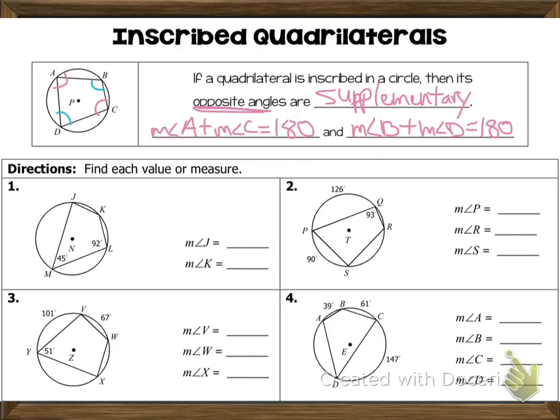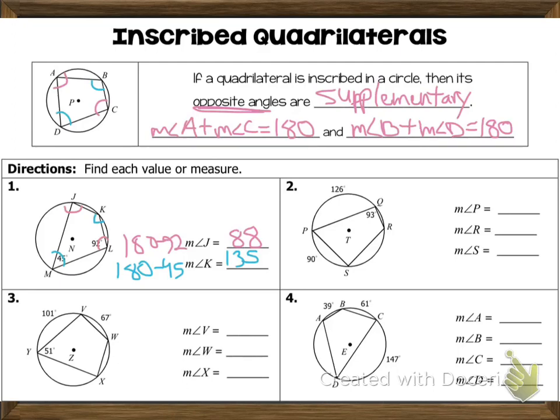Looking at number 1, find each value or measure. So to find the measure of angle J, look for the one that it's across from. It's across from L. So L has a measure of 92. So I just need to do 180 minus 92, and we're going to get 88 degrees. Okay? So now to find angle K, that one is directly across from M. So for that, I just need to do 180 minus 45, and that's going to end up being 135. Easy enough.